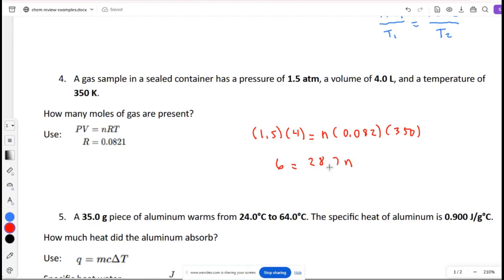Now to solve for N, I get N by itself. I got to divide both sides by 28.7. Now what's 6 divided by 28.7? It's going to give us the number of moles. 6 divided by 28.7 equals 0.21 moles. So N equals 0.21. So that's how many moles of gas we got, about 0.2 moles. All right, that's number 4.